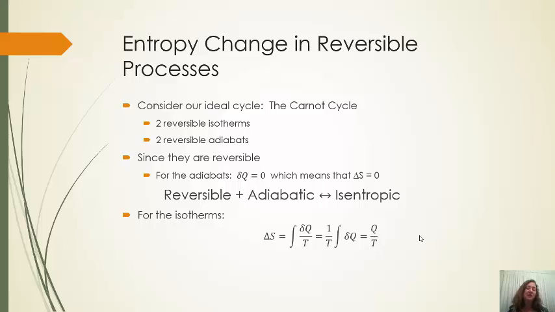So whenever you see something that's reversible and adiabatic, it means that delta S is 0, or the entropy is constant, or isentropic. There's that same root word again, that iso. Now on the isotherms that are reversible, dq over T, well the T is constant, and so I can pull it out of the integral. And so I just end up with the net heat transfer divided by the temperature for delta S.